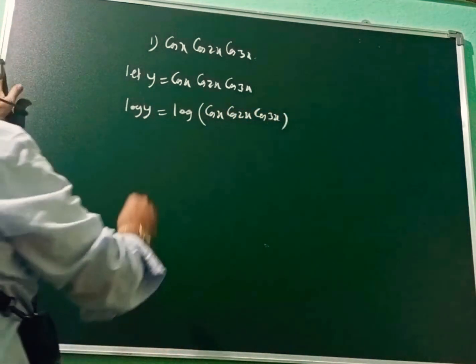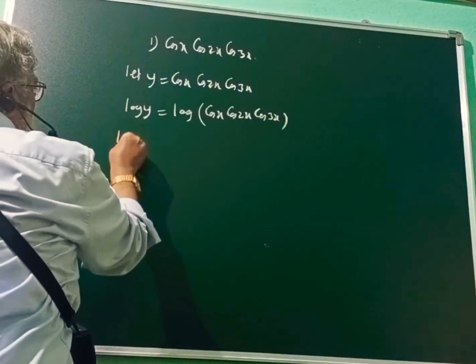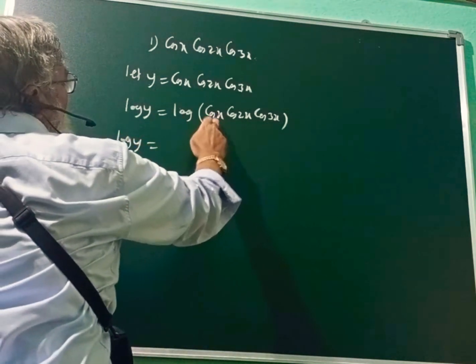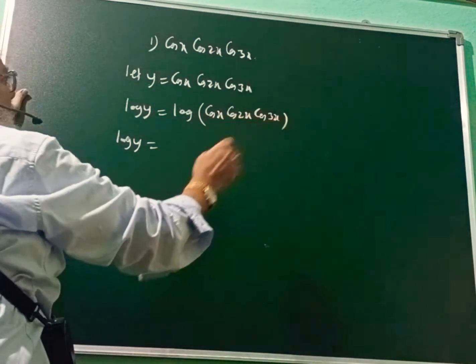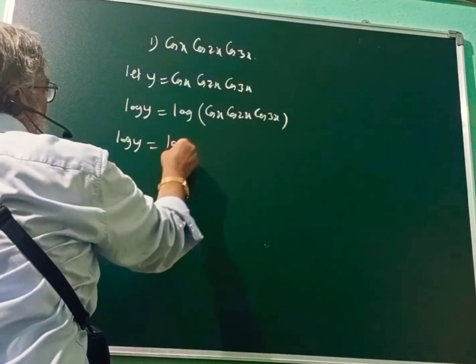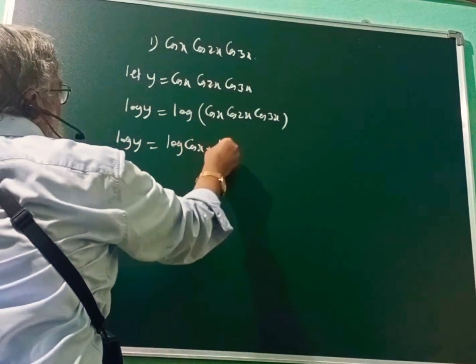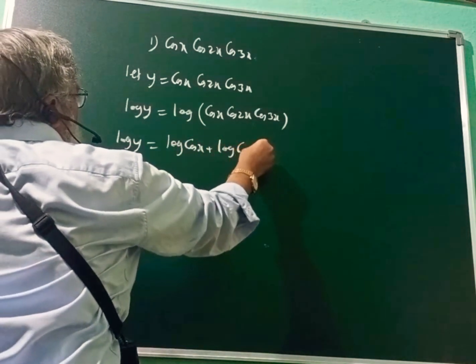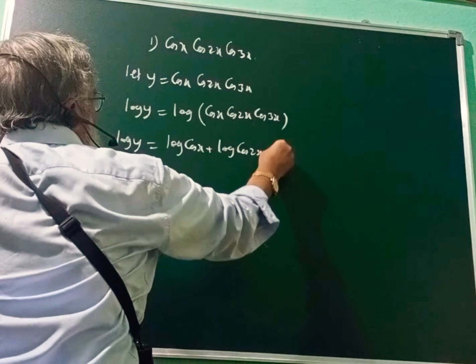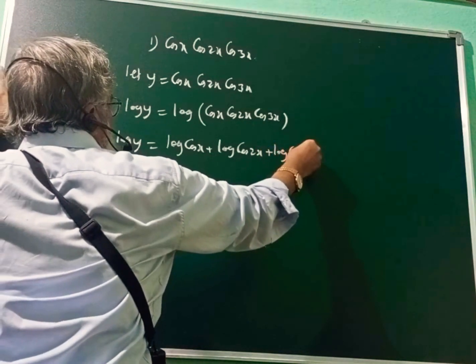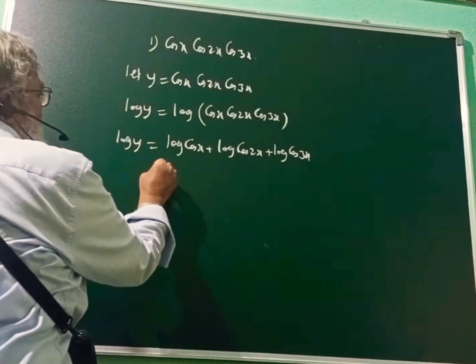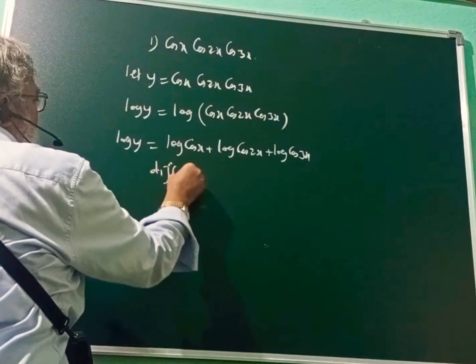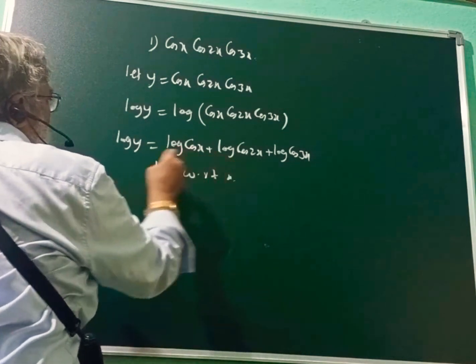Now, by the first theorem of logs, whenever there is a product sign, we can separate it by using a plus sign. Log of cos x plus log of cos 2x plus log of cos 3x. Now all the logs are separated. Now differentiate with respect to x.